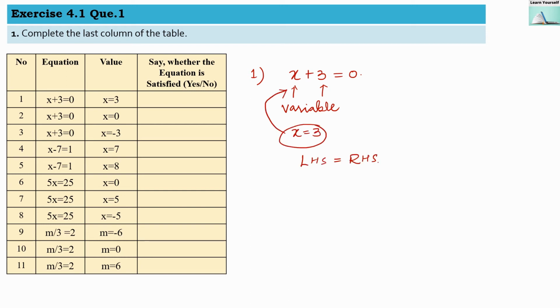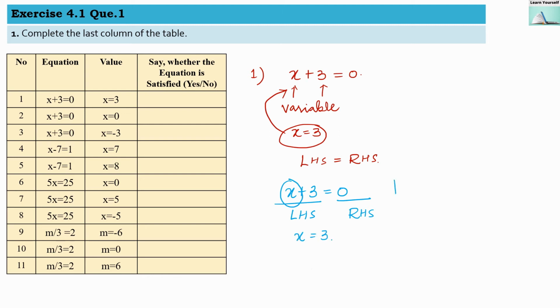So when we are placing this value, x equals 3, in this equation, is this equation satisfied or not? That also means that for x equals 3, is this equation true or not? That we have to check. So what we have to do here is place x equals 3 in this equation. This is going to be our LHS, whereas this is going to be our RHS. So when we are placing x equals 3, our answer should be 0.